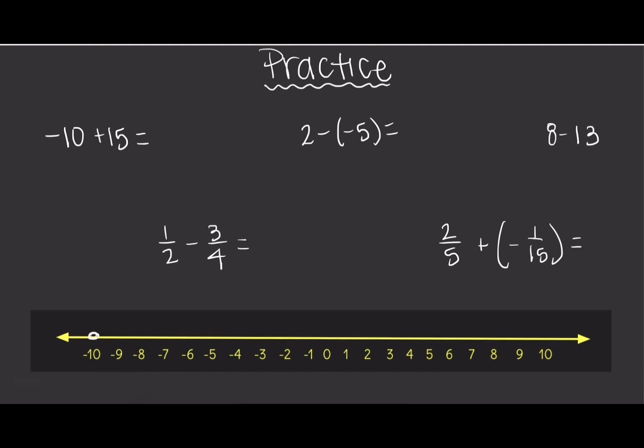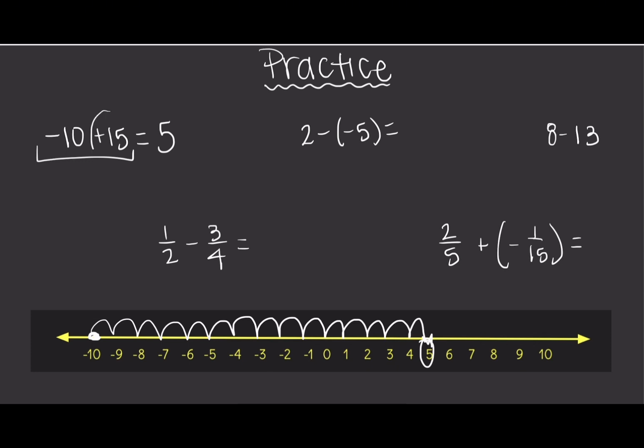All right, if we're at negative 10 and we're going to add 15, we are starting here at negative 10, and then we are adding 15. That brings us to a positive 5. Another thing you could have known is looking at this, it was going to be a positive answer because this has more positivity than it does negativity.